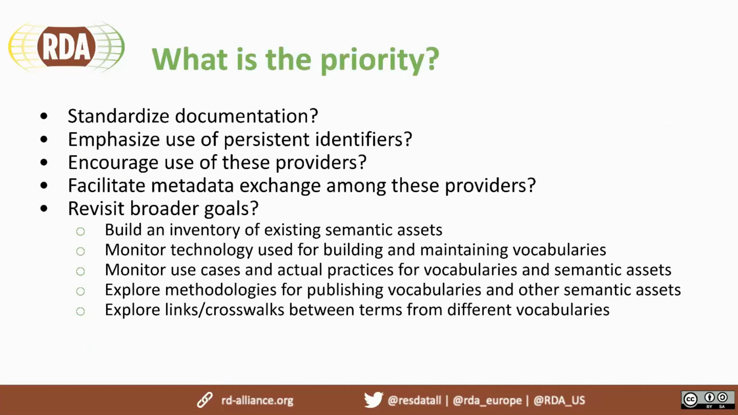So we had a little call between myself, Vasily, and Leopold, and we talked about what the priority and next steps are. These are an enumeration of some of the things we talked about on the call. Do we standardize documentation, emphasize the use of persistent identifiers for these semantic assets? Encourage use of one or more of the providers that we've already looked at. Facilitate metadata exchange among these providers. In other words, there's more than one service operating a semantic asset inventory or registry or what have you. Can we get these things to talk to one another? And again, potentially revisit those broader goals that I showed, I think, on my second or third slide.